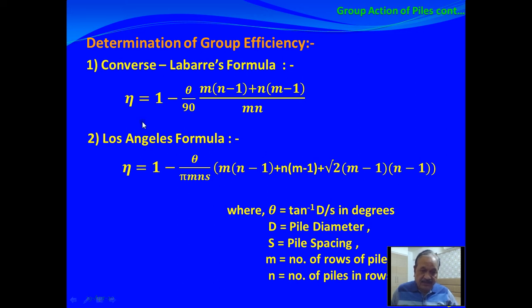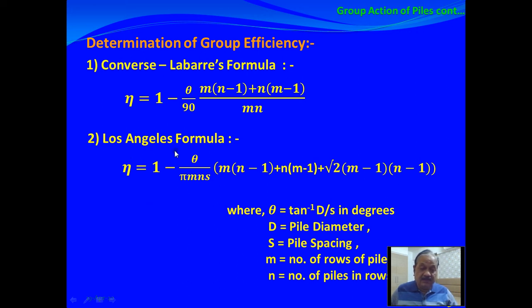According to the first formula, the Converse-Labarre formula, the efficiency is equal to 1 minus theta by 90 times (m(n minus 1) plus n(m minus 1)) divided by mn, where theta is the tan inverse of d by s in degrees, where d is the diameter of the pile and s is the spacing of the piles. Then m is the number of rows of piles, and n is the number of piles in a row.